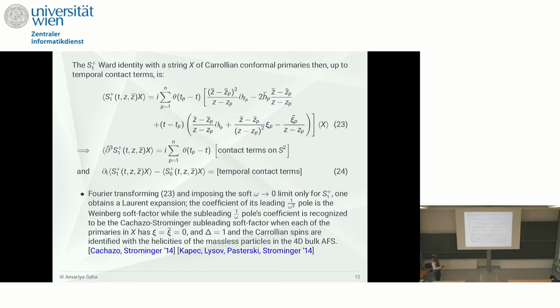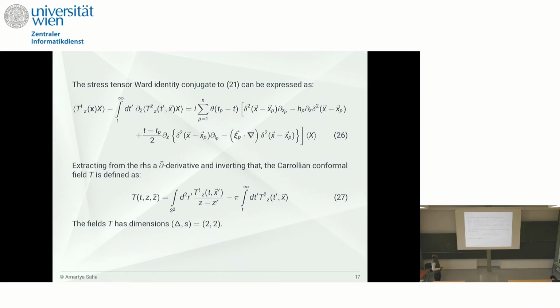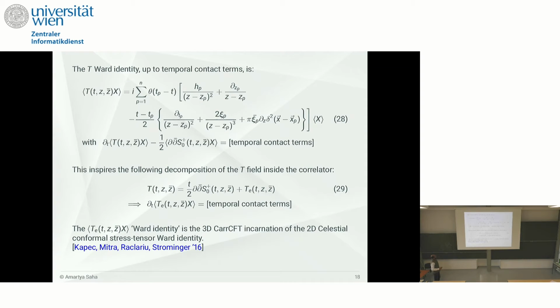Here we have these Carrollian weights. Oh, and we have to distinguish them from the celestial weights. Now, by doing the same exercise, you can also build a new field T, and from this T field, you can actually get a hint of the 2D celestial conformal stress tensor Ward identity.